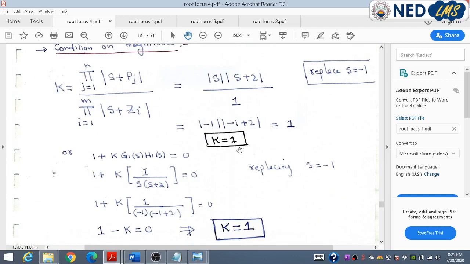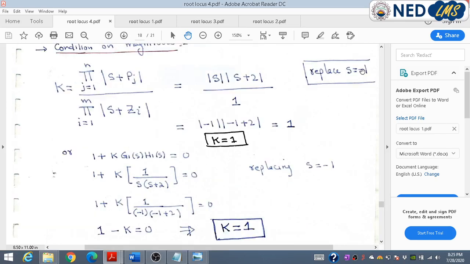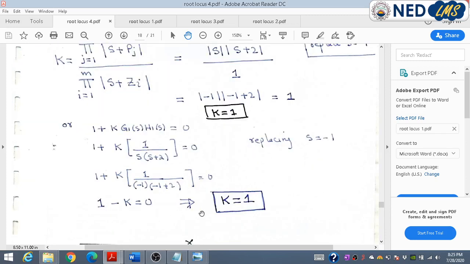The value of k can also be found by using the system characteristic equation. This is the system characteristic equation. Under the square bracket is the open loop transfer function. If you replace s by the solution of equation star, which is minus 1, then again k comes out to be 1, because the magnitude condition is also derived by using the system characteristic equation. Therefore, either by using this magnitude condition or by using the system characteristic equation, we have the same answer for the controller gain.